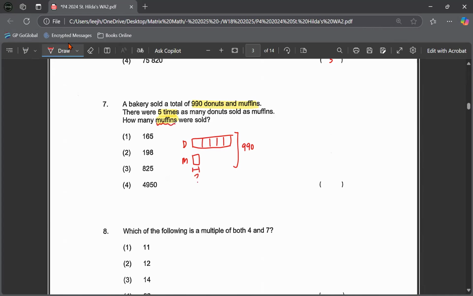End of the day, I'm looking at 1 unit. So you can see 990 represents the total, which means 6 units, 990, because there are 6 units altogether. Okay, look for 1 unit, 990 divided by 6, you will get 165. That's your answer, because I want to find muffins. Muffins is just 1 unit. So our answer is 165, option number 1.